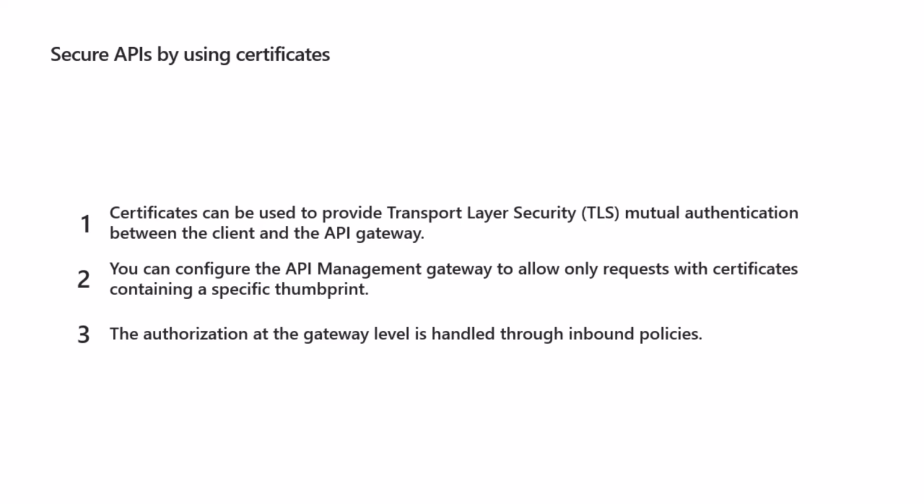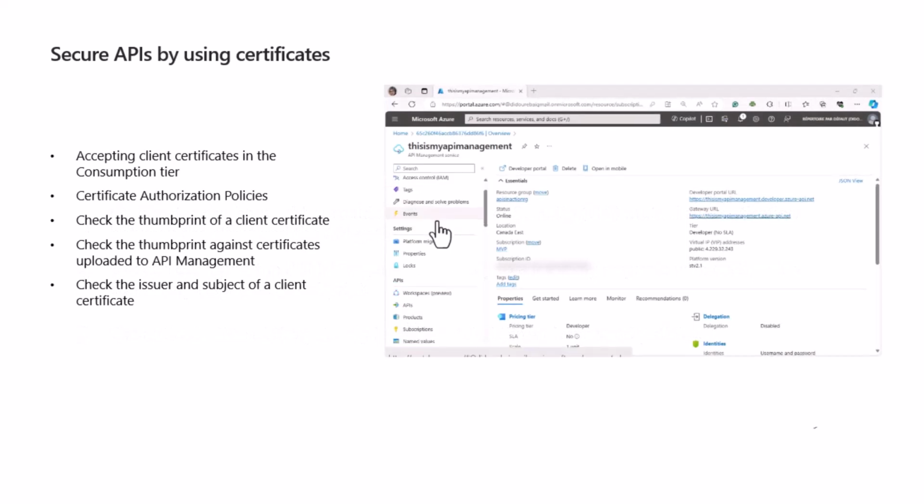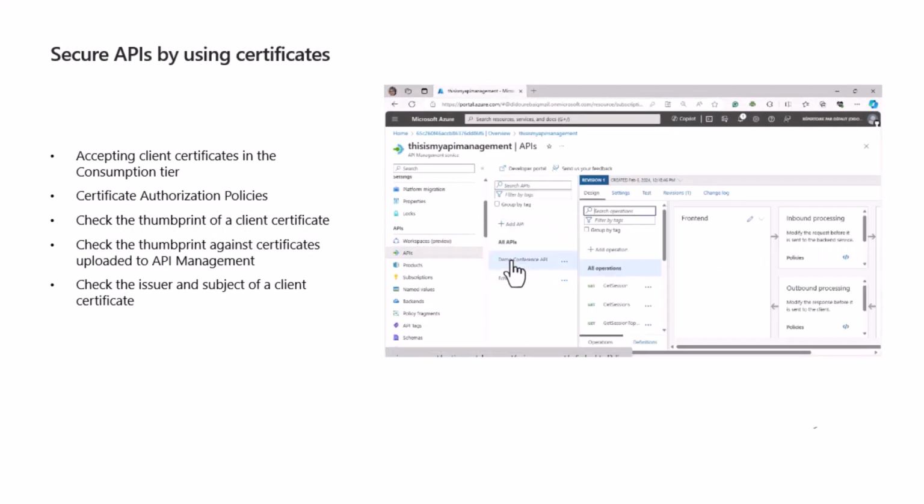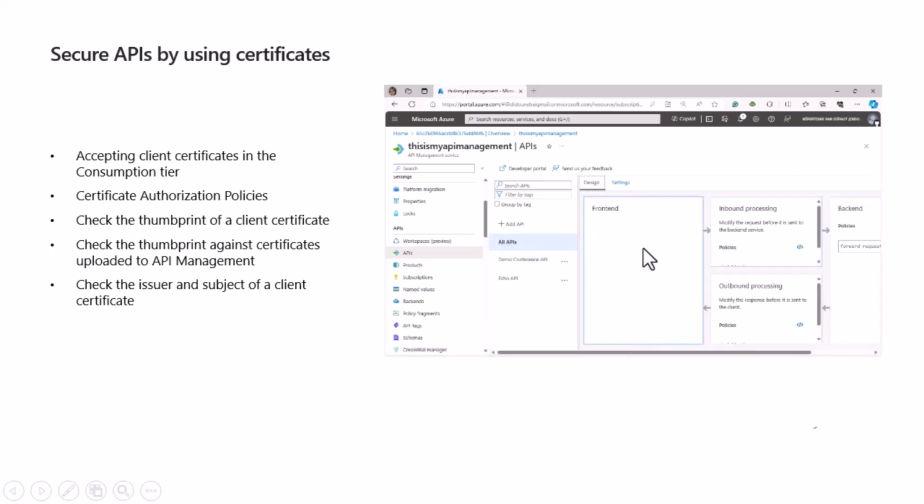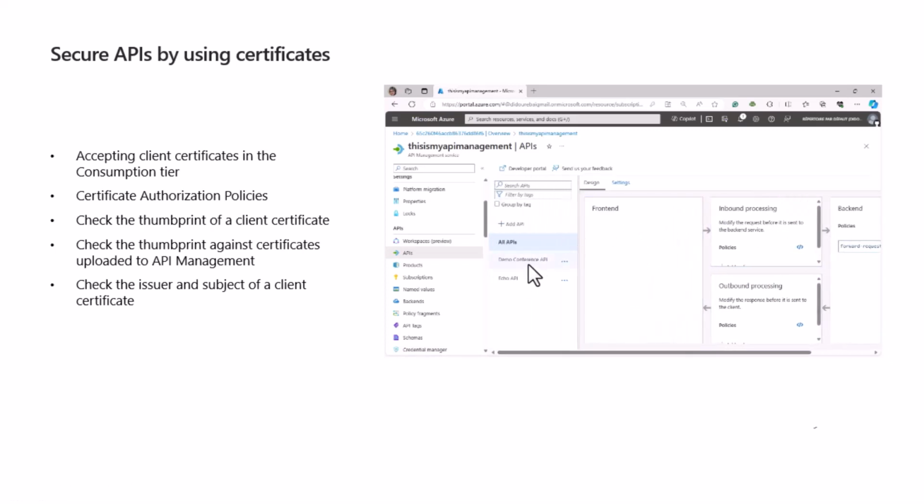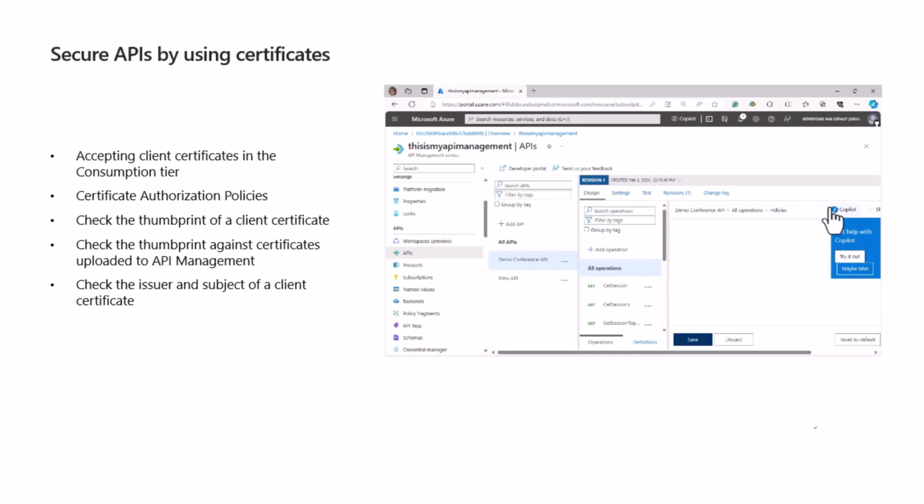So here is how you can perform specific tasks using certificate authorization policies. The first one, to check the thumbprint of a client certificate. You can use policies to extract the thumbprint of the client certificate presented during the SSL or TLS handshake, and you validate this thumbprint against a predefined list of acceptable thumbprints to verify the authenticity of the client.